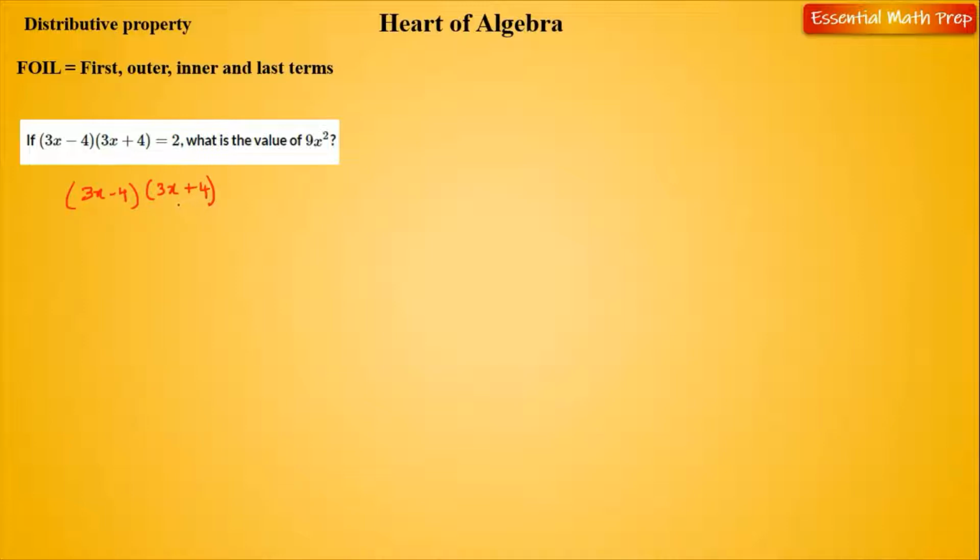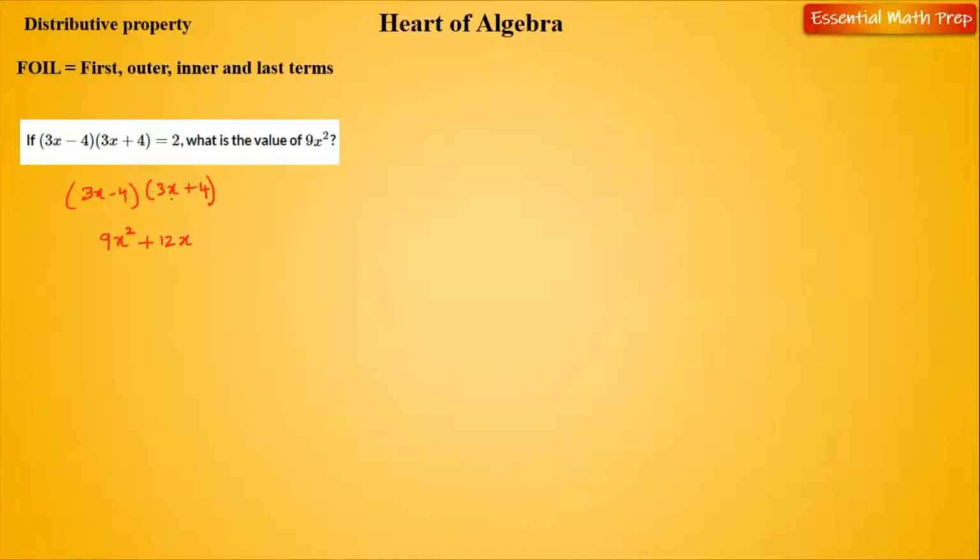I mean, you can do it any way you want. You don't have to use the FOIL method, but because it's part of the FOIL topic, I'm tempted to tell you how to use it using the FOIL method. So first multiply the first two terms within the brackets. So that would be 9x squared. Then let's multiply the two outer terms within each of the brackets. So that's 3x times 4. So that's plus 12x.